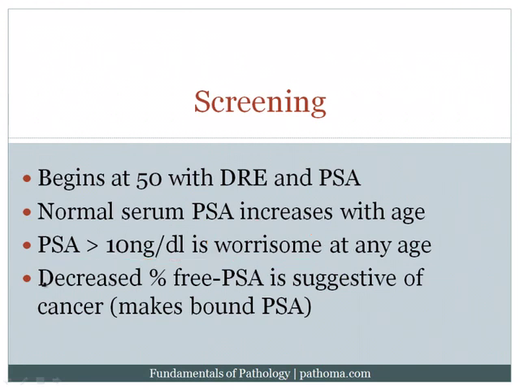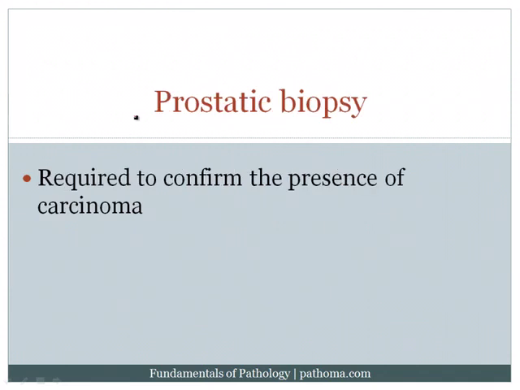Another way by which we can screen is to look at the free PSA in the serum. Now, generally speaking, cancer makes bound PSA, so that a decrease in the percentage of free PSA would be suggestive of cancer. Now, when the clinical suspicion is sufficient, then a prostatic biopsy will be performed. And it's important to note that in order to make a diagnosis of cancer, this is required. You cannot assume that the patient has cancer based on a high PSA or an abnormal digital rectal exam. So a prostatic biopsy must be performed before the prostate would ever be removed.